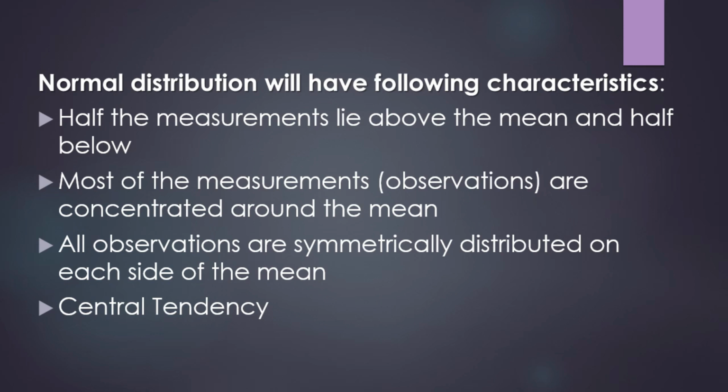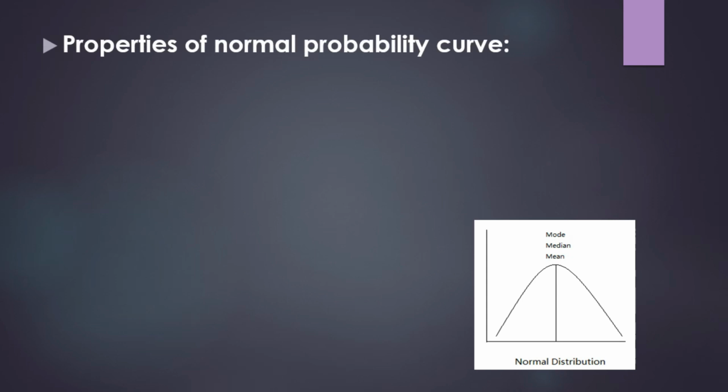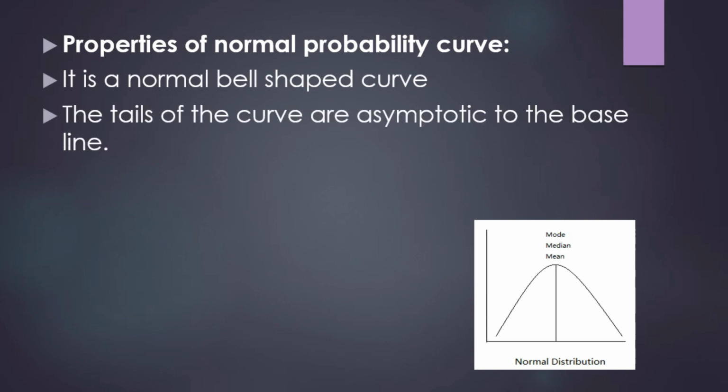We will see the properties of the normal probability curve. You can see in the picture and you can have an idea about the properties. First one is, it is a normal bell-shaped curve. The tails of the curve are asymptotic to the baseline. That means that the tails of the curve approach the baseline but never touch it. You can see in the picture that tails are not touching the baseline.